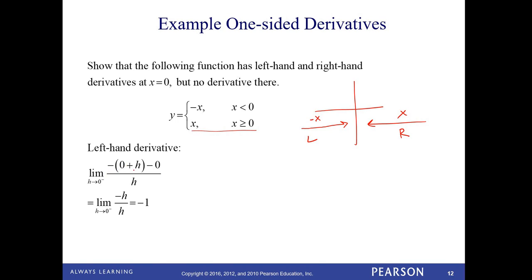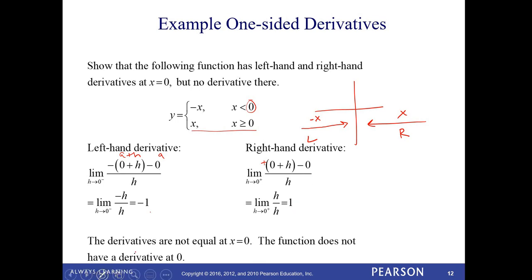So negative 0 plus h minus 0, that's my function value, my a plus h minus f of a, and I get negative 1 for this. The right-hand derivative, same thing but using the positive x, and I end up with positive 1. So there is a limit from the left, it is negative 1. There is a limit from the right, it is positive 1. However, the derivative at 0 does not exist.